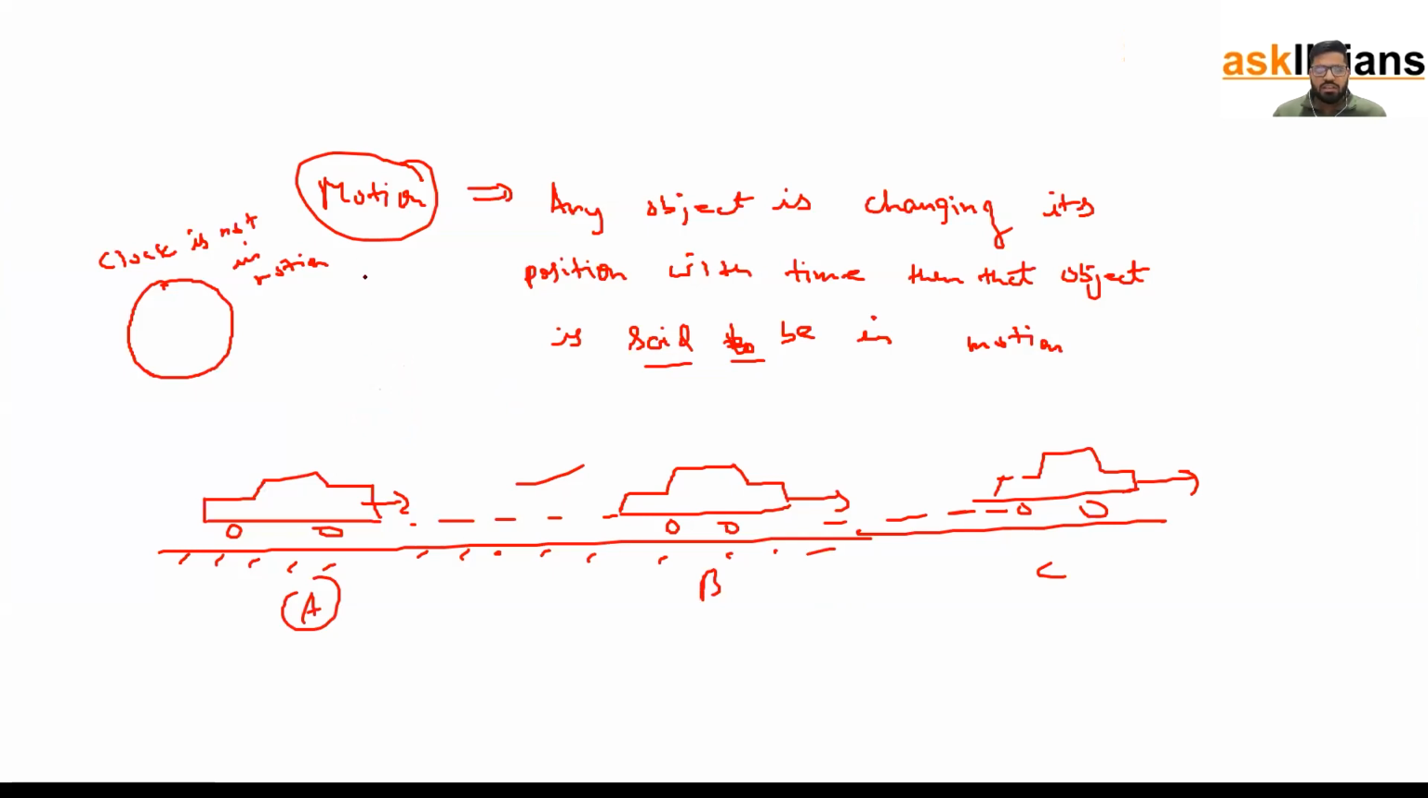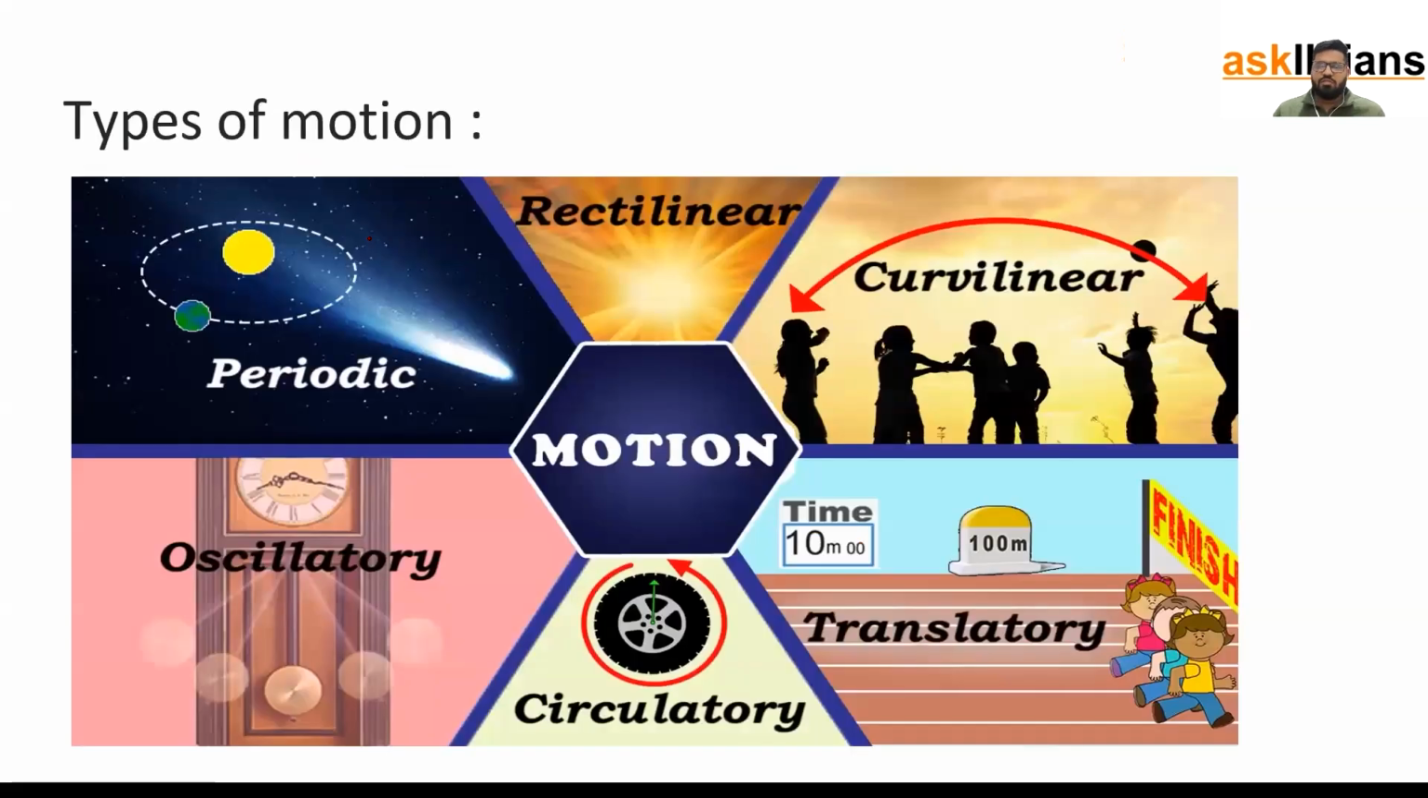Okay. So now the thing is clear. If any object changes its position with respect to time, then that object is said to be in motion. I think most things around us are in motion. But you can also list things which are not in motion, like a house, road, clock. These are not in motion. Now we are going to see types of motion.